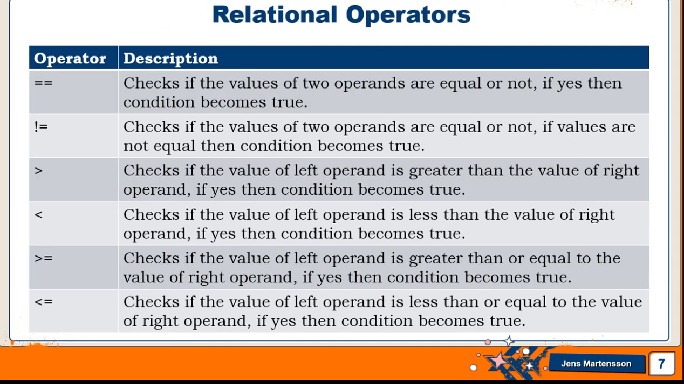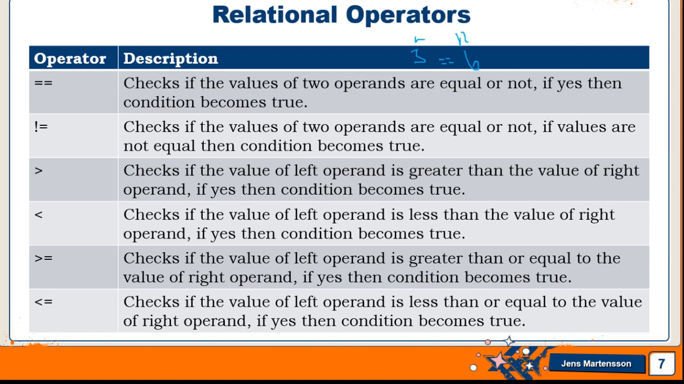Then we have relational operators. The double equal sign checks if the values of two operands are equal or not. So if I have, let's say, 5 and 6, I can use this to check if 5 is equal to 6. I'm saying, is whatever is on the left-hand side the same as what is on the right-hand side?